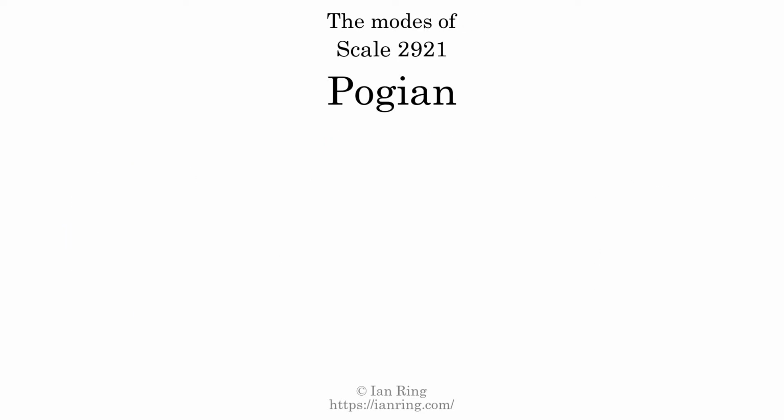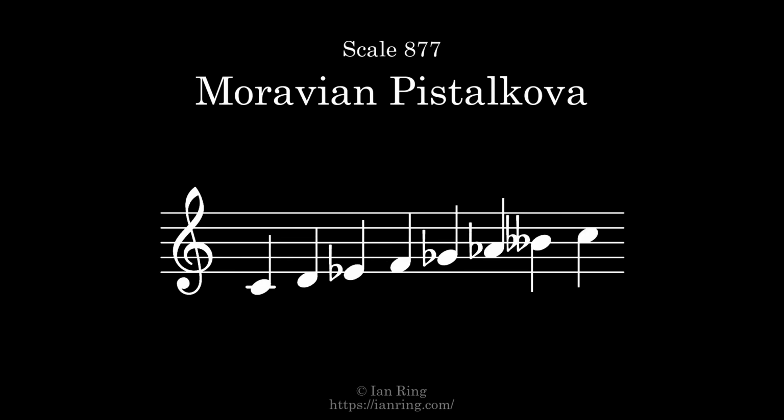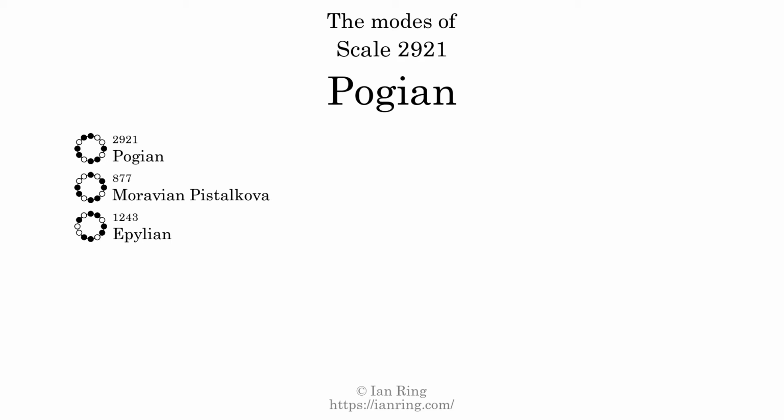This scale has 7 modes. The first mode is itself. The second mode is scale 877, also known as Moravian pistol cover. It sounds like this. The third mode is scale 1243, also known as Aeolian. It sounds like this.